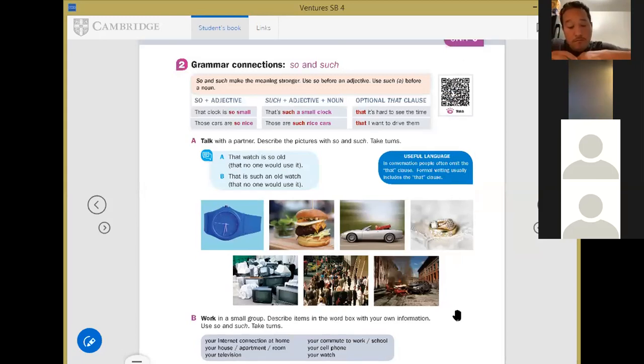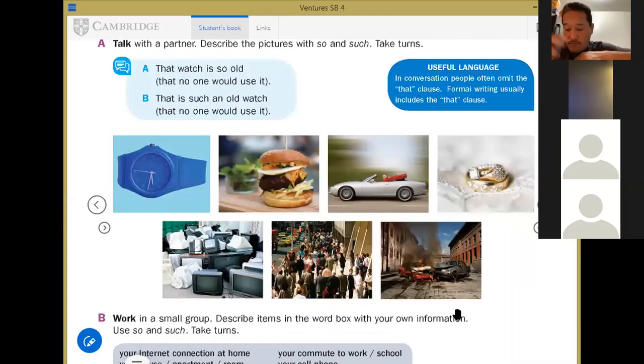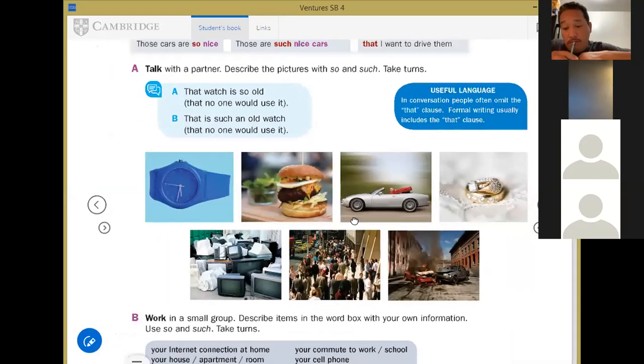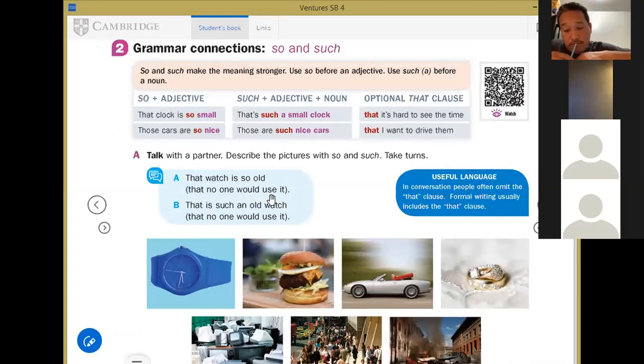Okay, page 81. Everybody see page 81? Yes. All right, so notice the example. The clock is so small. The cars are so nice. Right? So small, so nice. But that's such a small clock.